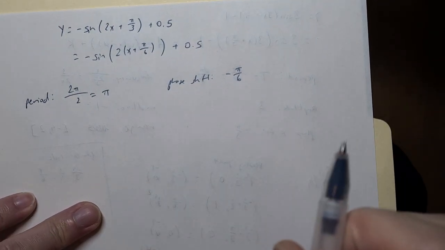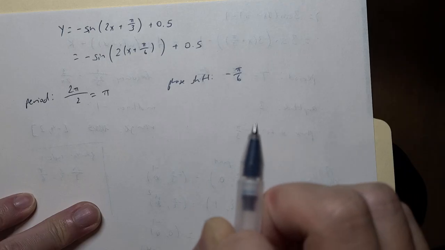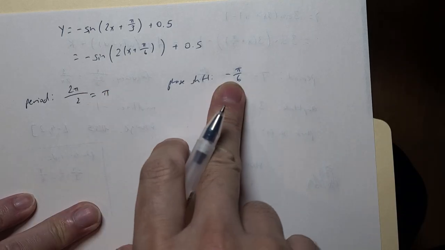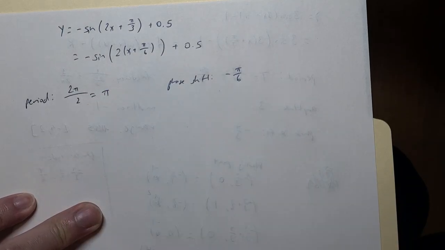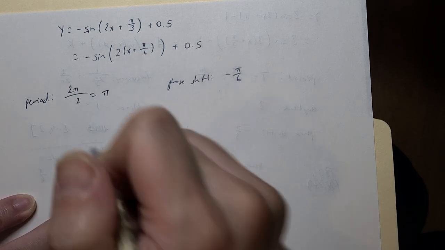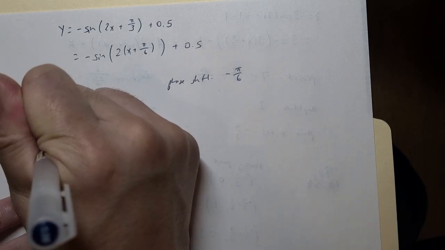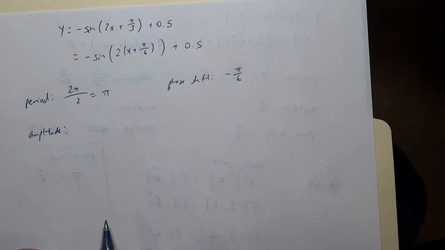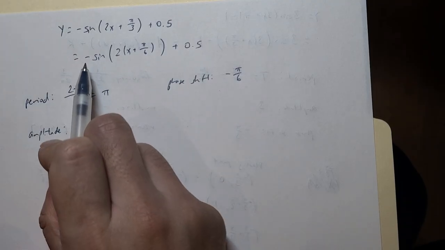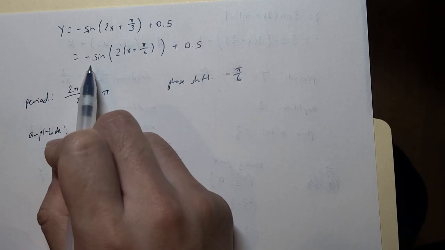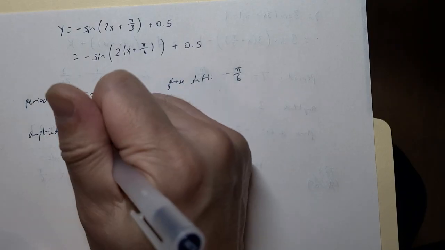Okay. Yeah, let's leave that there for now. We might have to adjust it in a bit. Spoiler alert. Okay, because of this guy. But let's do the amplitude first. What's the amplitude? It's the absolute value of A. Remember, amplitude is always positive. So it is the absolute value of -1, which is just 1.